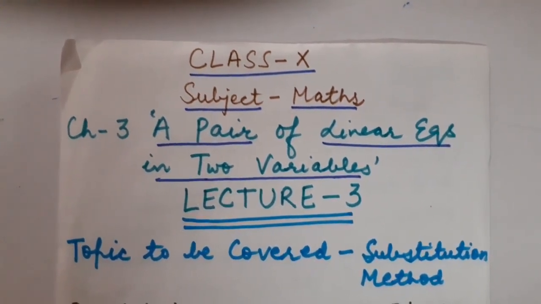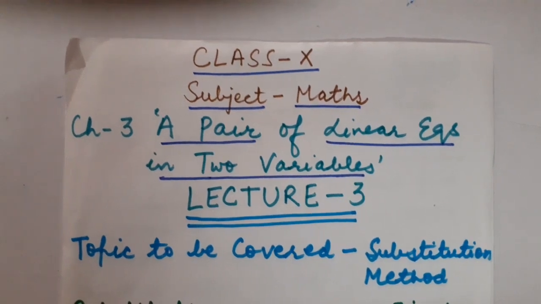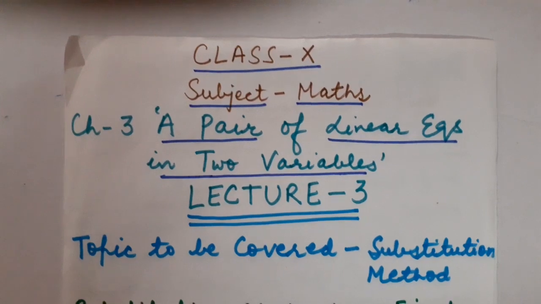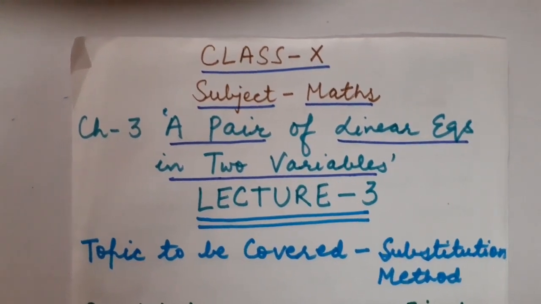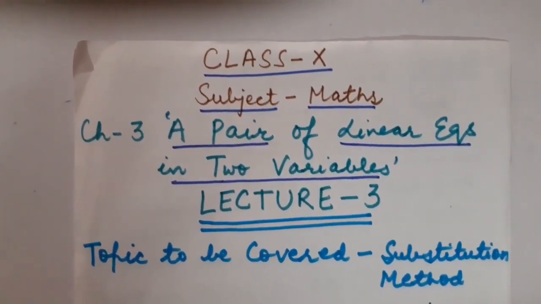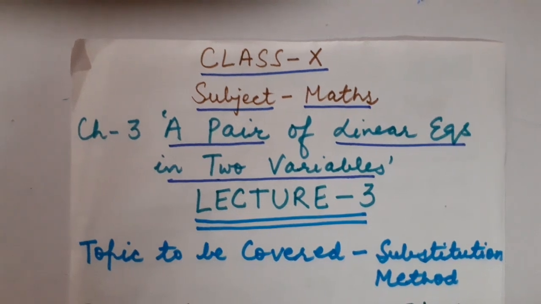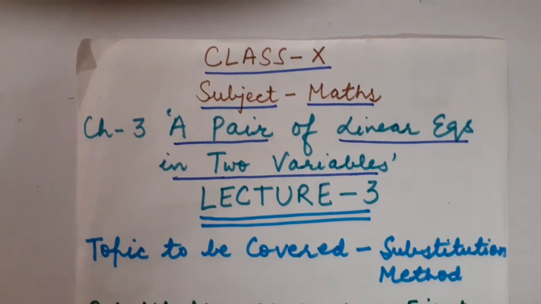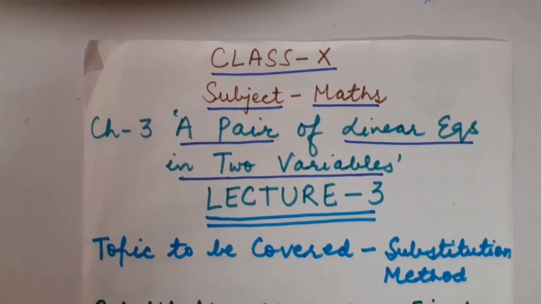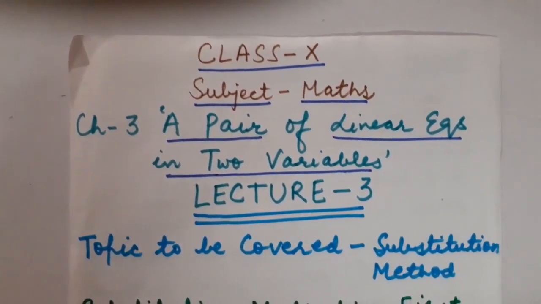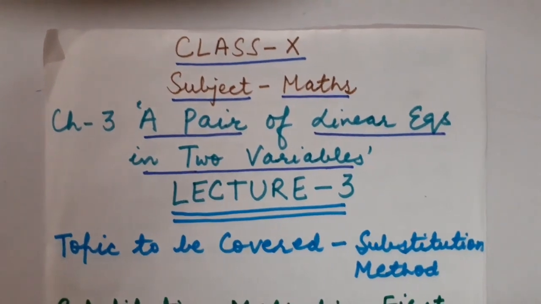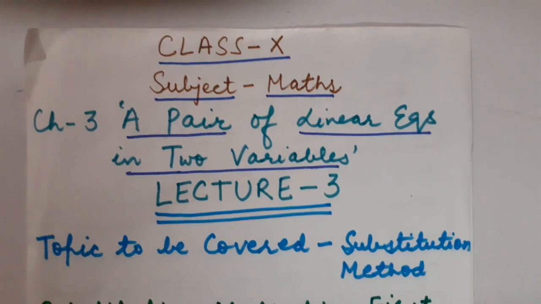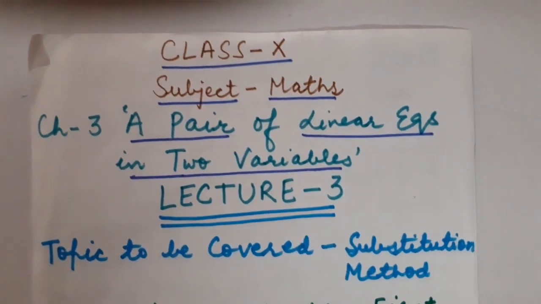This is class 10th, subject mathematics, chapter number 3, a pair of linear equations in two variables, lecture number 3. Children, in the previous lecture, lecture number 2, I made you understand the concept of consistency and inconsistency of a pair of linear equations. Let us start today's lecture. The topic which I am going to cover today is substitution method.